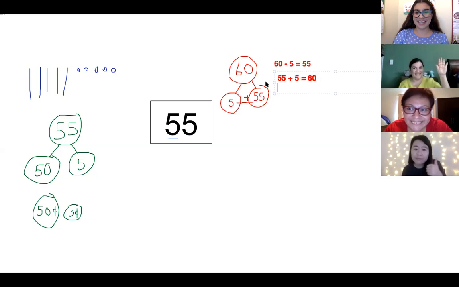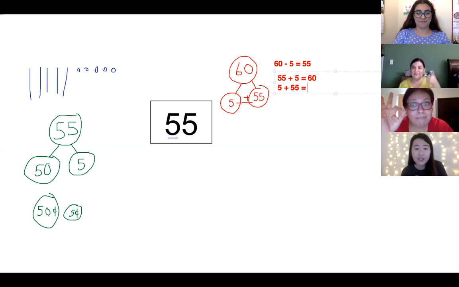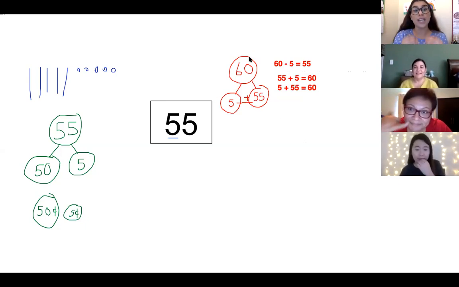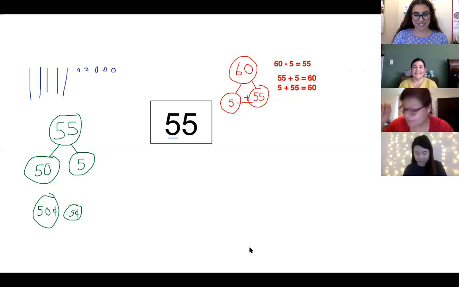Miss T? I can also do the reverse. It could be 5 plus 55 equals 60, because I know in addition, it doesn't matter the order you add the numbers in, you still get the same answer. Thank you. So yes, this number bond is a great tool to use to figure out an addition or subtraction sentence. Ms. Hernandez, what did you come up with today?